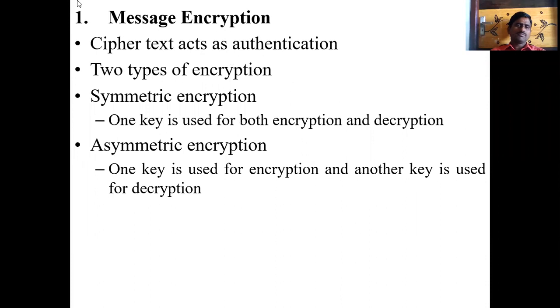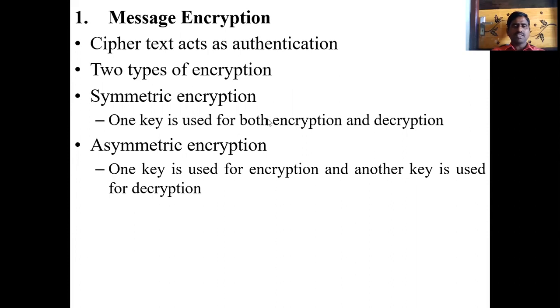Now we will discuss each authentication type in detail. See the first one, message encryption. Encryption means the plain text is converted into the ciphertext and that ciphertext acts as the authentication. We know that there are two types of encryption process. One is symmetric encryption, another one is asymmetric encryption.